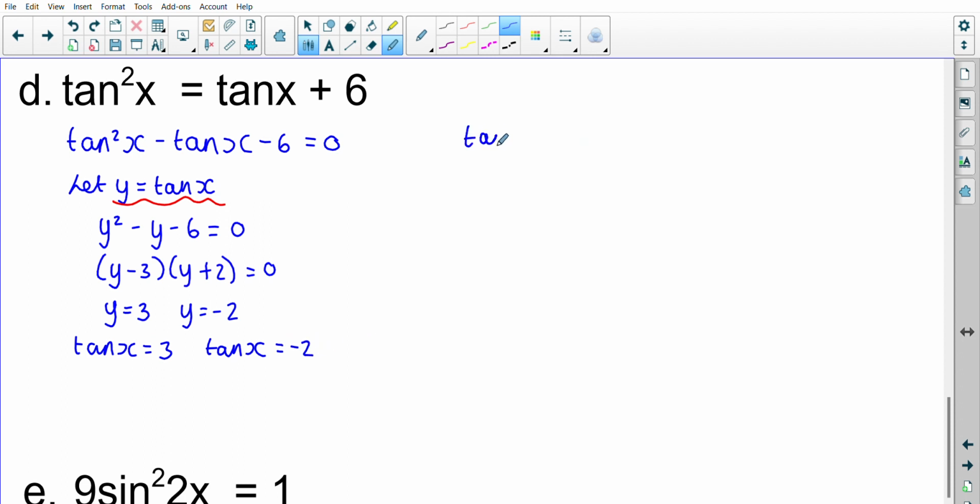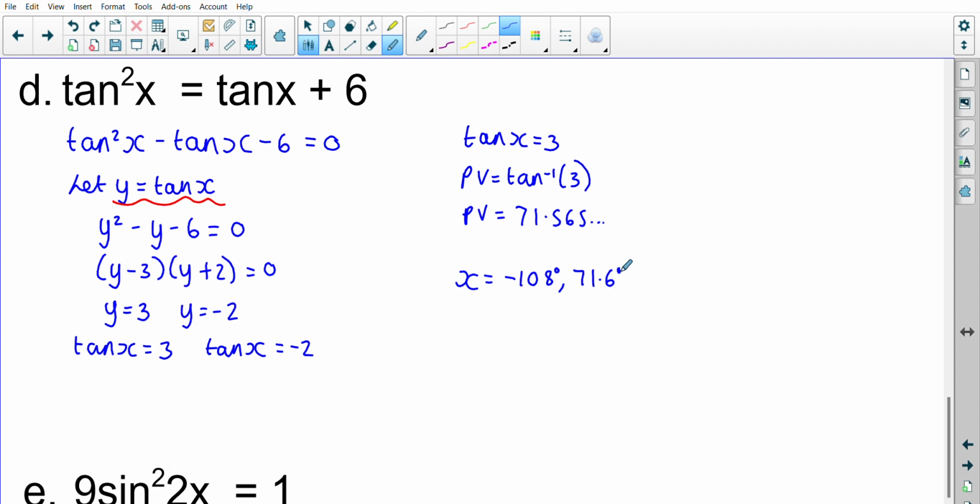I'm going to come up here, do the principal value of this one. On my calculator, I get 71.565, etc. I'm still within the same range, so I can't add on 180, I'll be out of range, but I can take off 180. So I will have minus 108 degrees when I take off 180, and then 71.6.